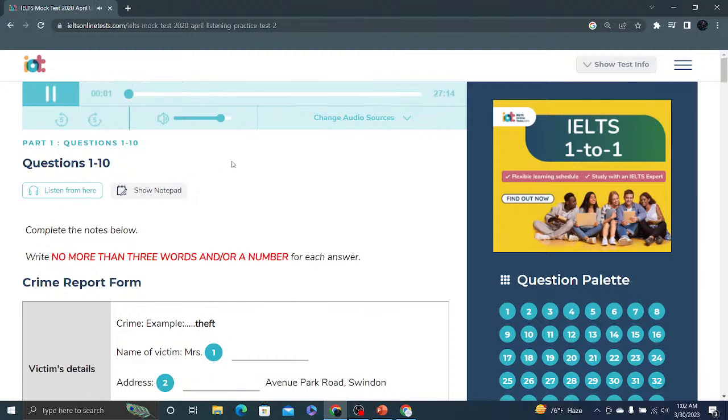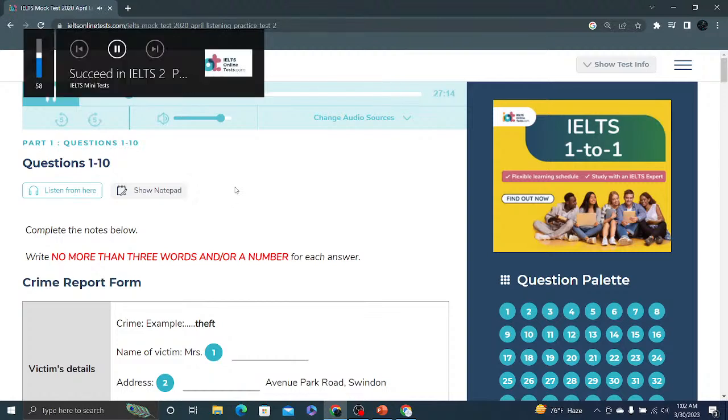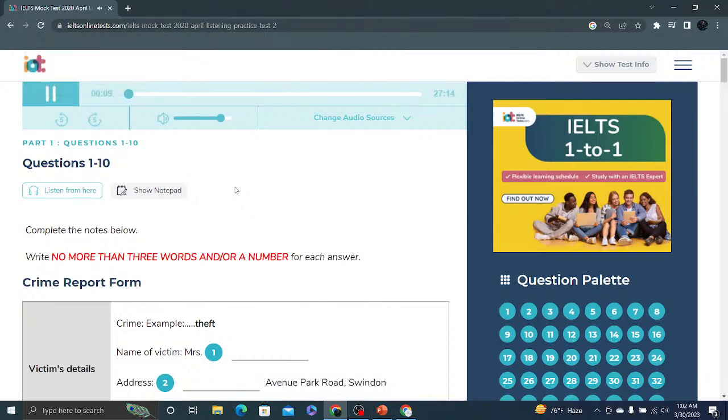You will hear a number of different recordings, and you will have to answer questions based on what you hear. There will be time for you to read the instructions and questions, and you will have a chance to check your work. All the recordings will be played once only. The test is in 4 sections. At the end of the test, you will be given 10 minutes to transfer your answers to the answer sheet.